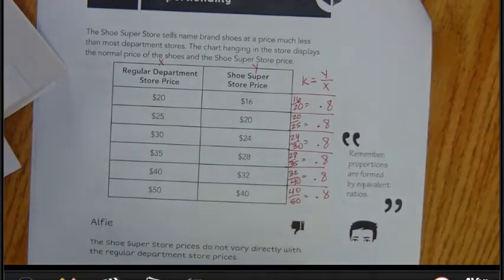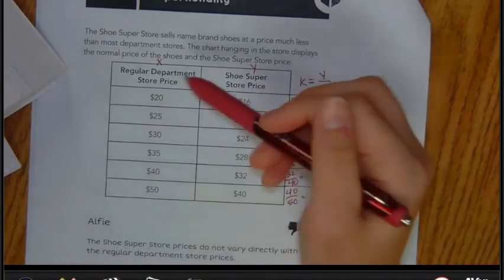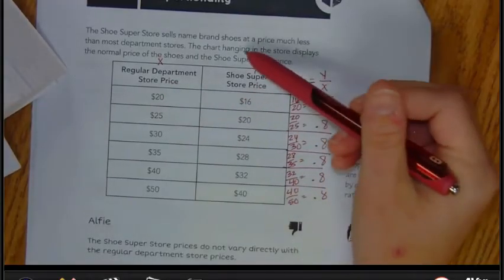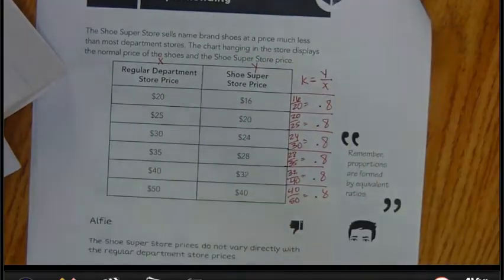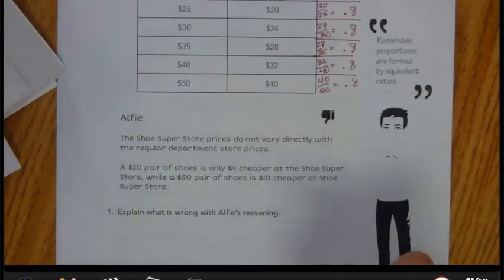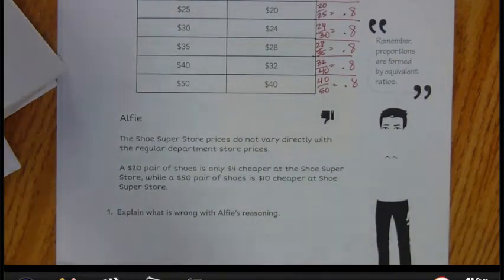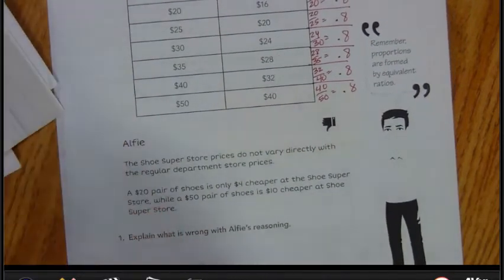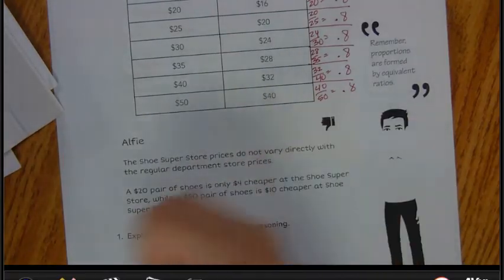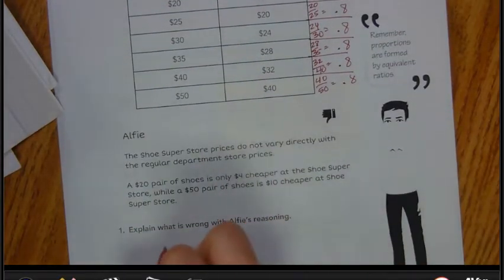Okay, so with the regular department store and my shoe superstore price, I am paying... So what's wrong with Alfie's reasoning? Because he is confusing the dollar amount discounted off the department store price with the percent. He needs to know that the discount price is 80% of the store price. So all of that to say this, why is he wrong? So here's what's wrong and what's happening.